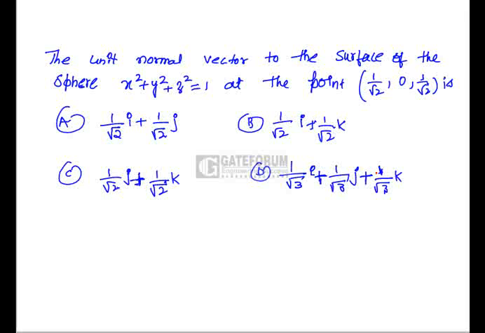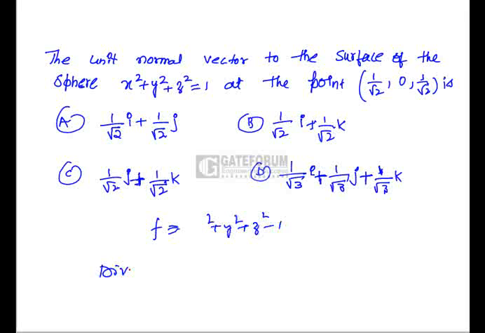Normal vector to the surface of the sphere x square plus y square plus z square equals 1 at the point 1 by root 2 comma 0 comma 1 by root 2 is. So we have to find the unit normal vector along a sphere whose equation is given, at a point 1 by root 2 comma 0 comma 1 by root 2. Now let us consider the function of the sphere as some f. Consider this function as x square plus y square plus z square minus 1.